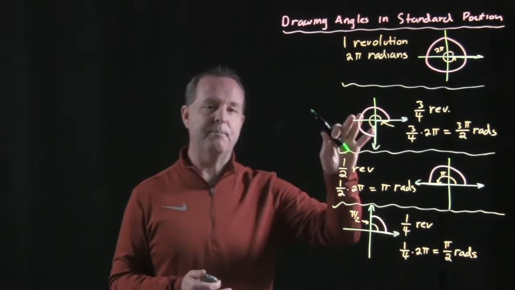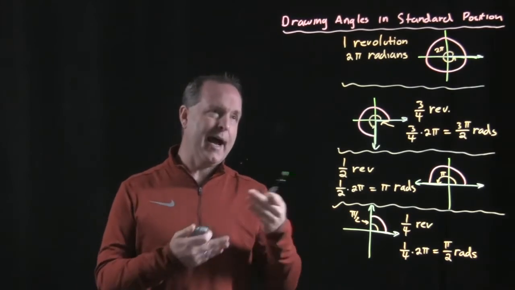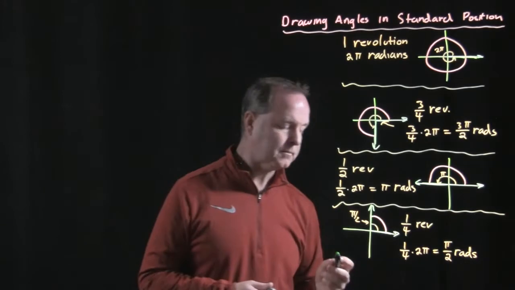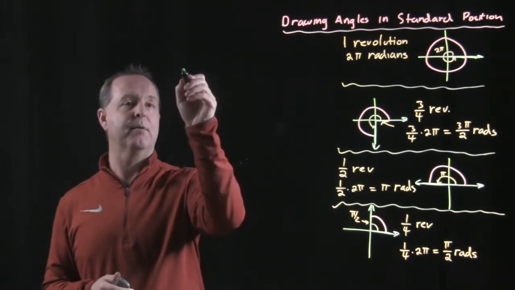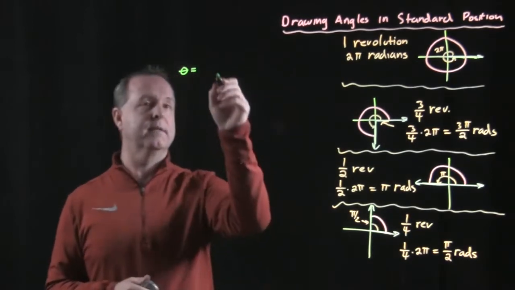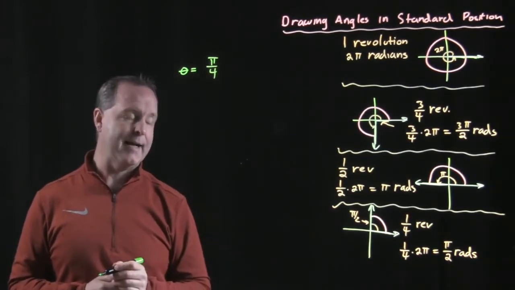So I hope we put this in the back of our mind a little bit as we think through how do we describe other angles and draw them appropriately. So let's look at an example where I have theta equals pi fourths. How would I draw that?